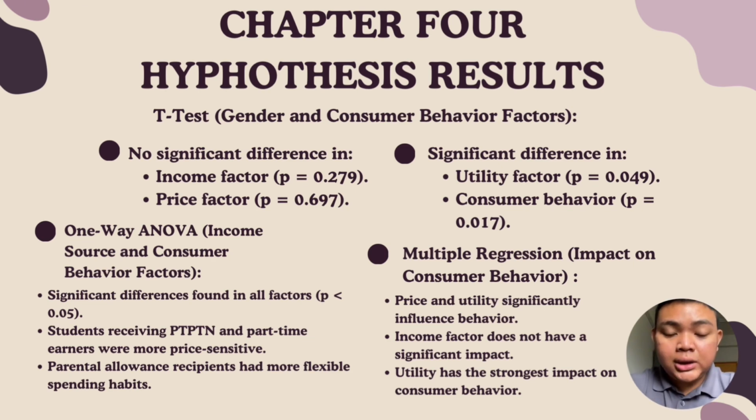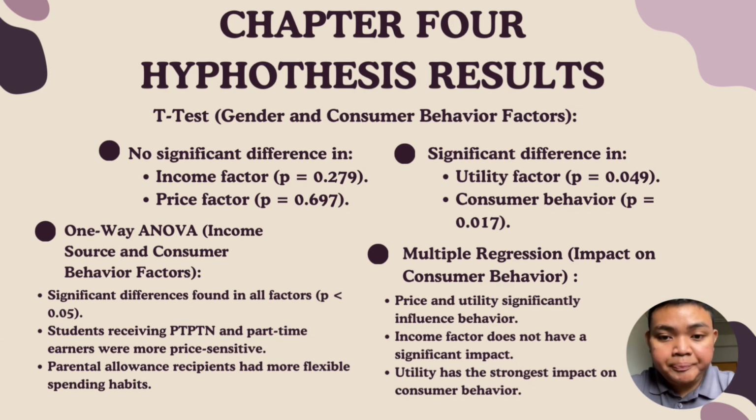One way ANOVA. This test examines the effect of income sources, that is parents, PTPTN, JPA, MARA, part-time work on income, price and utility factor. Income factor. Results show significant difference, P less than 0.001. For example, students earning through part-time work were more conscious of income management than those relying on parental allowance.